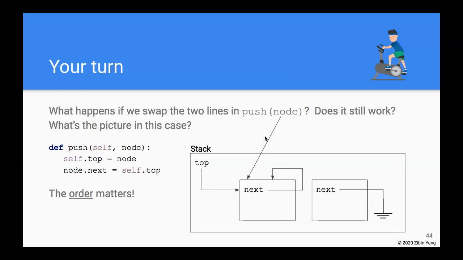So node.next is going to be self.top. So self.top is basically the node itself, right? Because we previously assigned node to self.top. So it's basically making the node.next pointer point to itself, which means we are going to lose everything that was originally on the stack before the new node was pushed. So be very, very careful when we write code that manipulates linked lists, because the order really does matter.